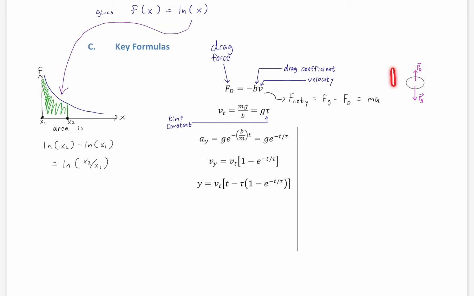I've defined positive y as downwards. That's why a is positive and gravity is positive. Drag is only negative force. Okay, all right, so pretty straightforward, right?